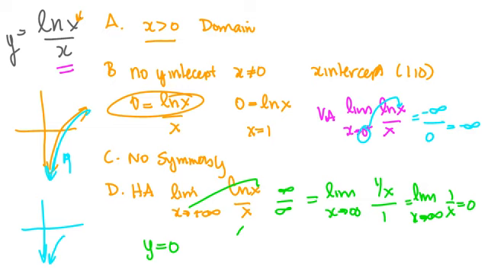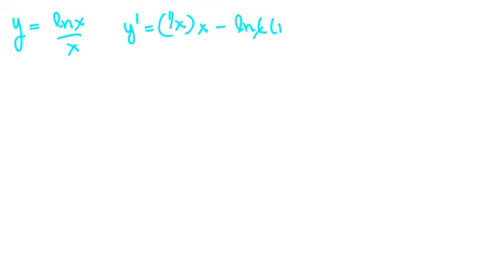So now I'm going to move on to another slide and take the derivative. Here's my original function, and I'm going to take the derivative, which is the quotient rule. So the derivative of the top times the bottom minus the top times the derivative of the bottom, over the bottom squared. My pen's not working quite right. Simplifying this cancels to give you (1 minus log x) over x squared.